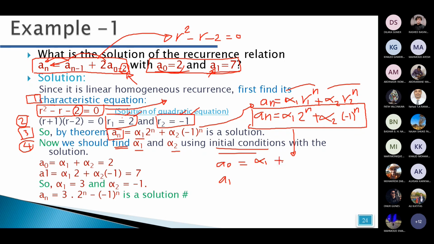Plus alpha 2, same issue, minus 1 to the power n. n is 0, so power 0. Anything to the power 0 is 1. So 1 multiplied by alpha 2 is alpha 2. Equal, how much here? a_0 is 2. So this equals 2.